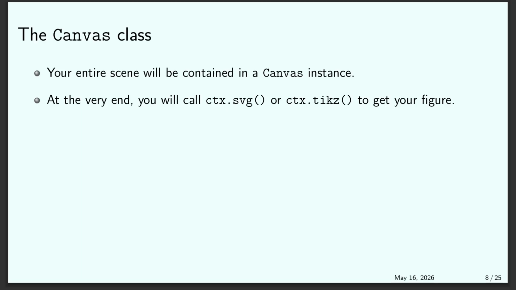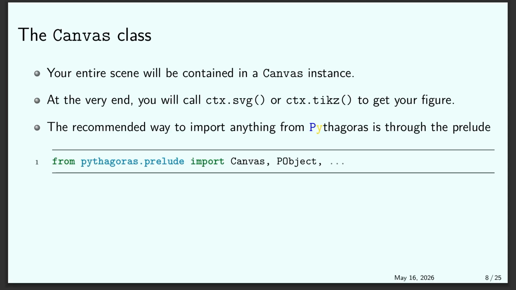So, in a canvas instance, you append your objects to the canvas, add them, and then at the end, when you have already done everything, you run ctx.svg or ctx.tikz. I call it ctx for canvas, so you'll see me use that notation. ctx is an instance of a canvas. That will give you a string with the SVG code or the TikZ code.